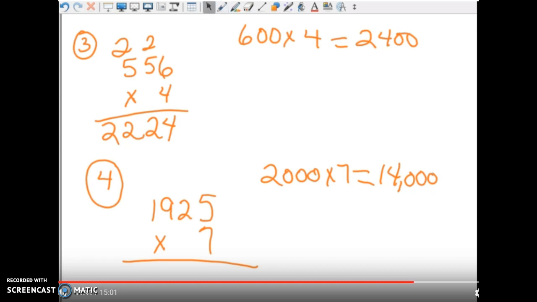Okay, here we go. 7 times 5 was 35. We broke down our 5, regrouped the 3. 2 times 7 is 14, plus 3 is 17, regrouped the 1. 7 times 9 is 63, plus 1 is 64. Regrouped the 6, and 7 times 1 is 7, plus 6 is 13. So you should have gotten 13,475.